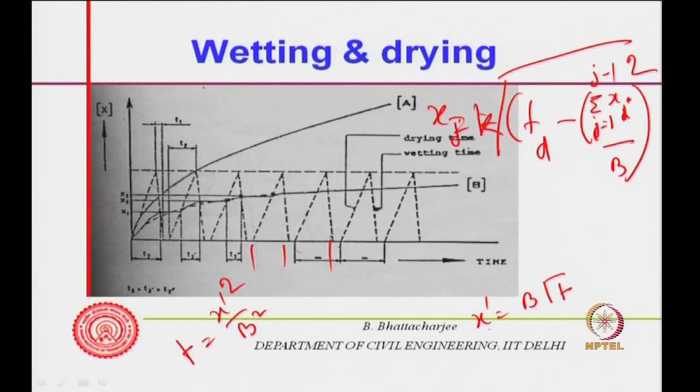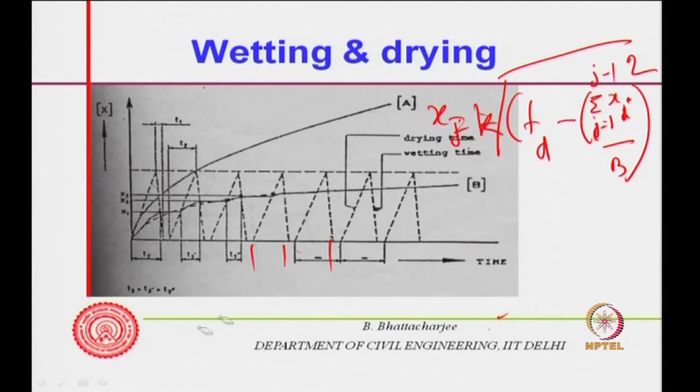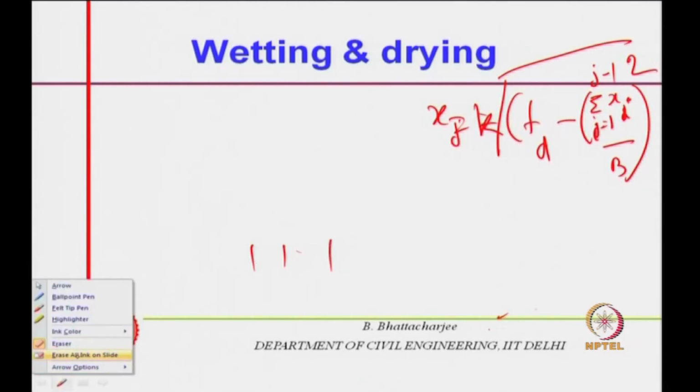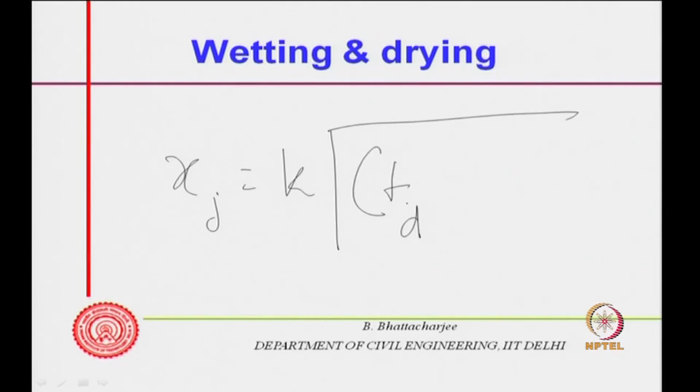Let me write this one clearly again. The x_j, that is the carbonation depth at any cycle, the jth cycle, will be given as k under root T_d, where T_d is the cycle time or effective duration in every cycle during which carbonation can occur, minus sigma x_i going from 1 to j minus 1 by B square.